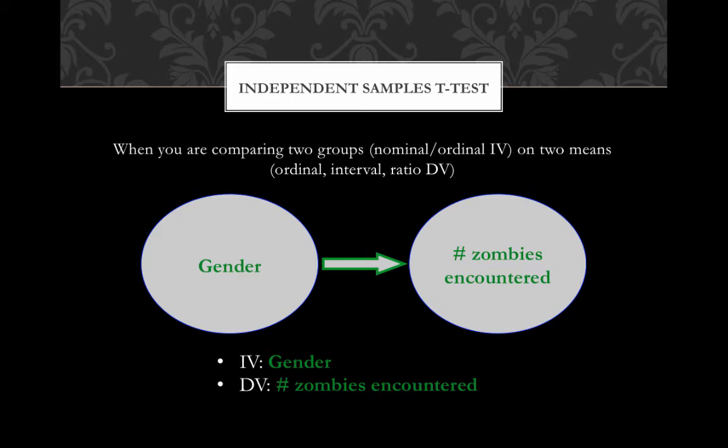So that means we're going to have either an ordinal variable that we can calculate means for, or an interval or ratio variable. And that variable is going to be our dependent variable. So we want to see, is there a difference between our two groups on our two means? So for example, is there a difference between men and women on the number of zombies each of those groups encounter on average?